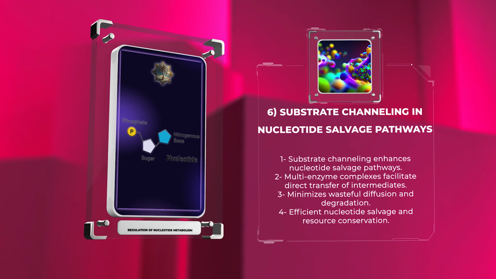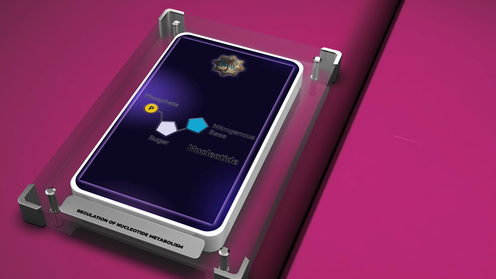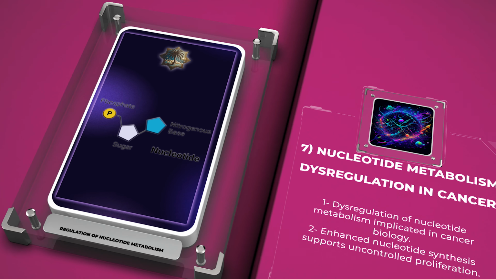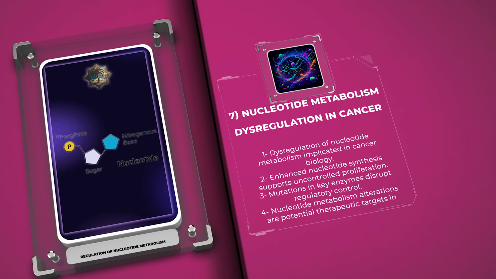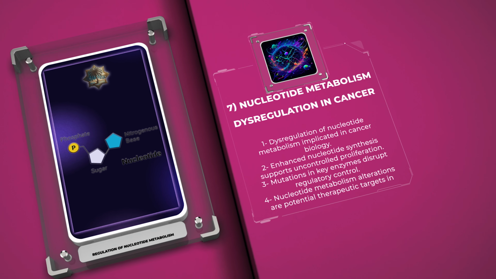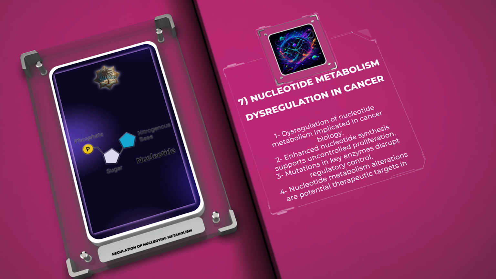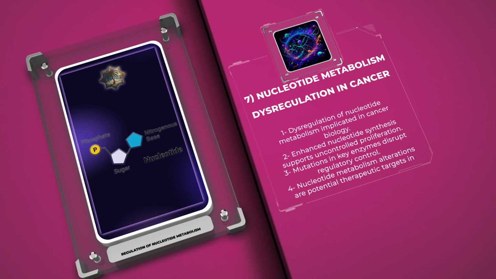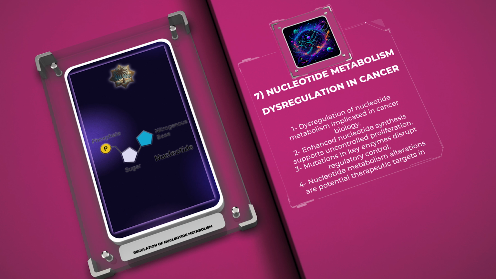Dysregulation of nucleotide metabolism has been implicated in various aspects of cancer biology, including uncontrolled proliferation, genomic instability, and resistance to therapy. Cancer cells frequently exhibit enhanced nucleotide synthesis to support their high proliferative demands. This dysregulation may arise due to mutations in key enzymes, resulting in constitutive activation or loss of regulatory control. Understanding the alterations in nucleotide metabolism in cancer provides valuable insights into novel therapeutic targets that can be exploited to selectively target cancer cells while sparing normal cells.